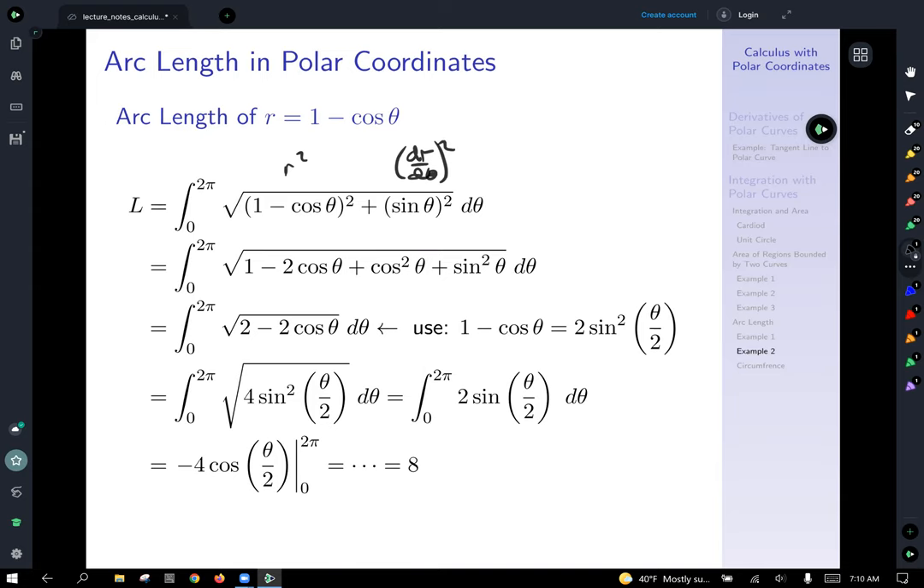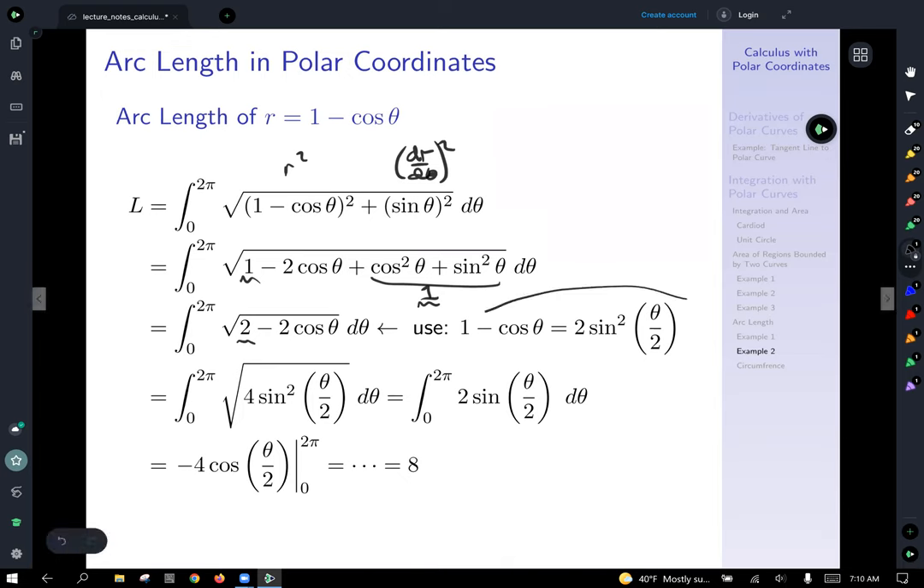We would multiply that out, and we would say, hey, this is pretty cool. I like it when I see cosine squared plus sine squared, because that becomes 1. And I put together this one and this one to get 2 minus 2 cosine of theta underneath my square root. Now, here's where things get a little bit tricky.